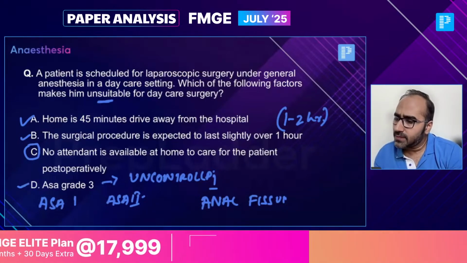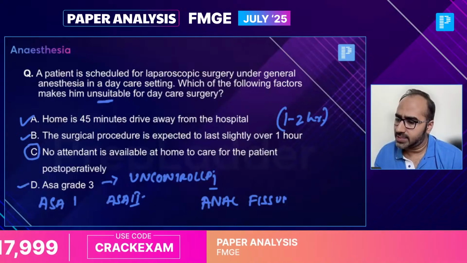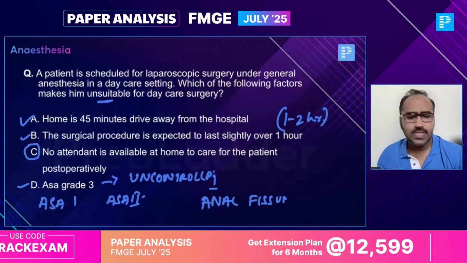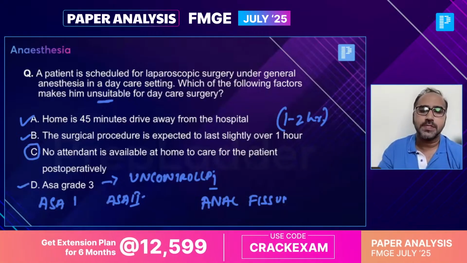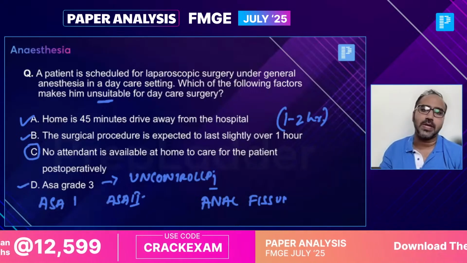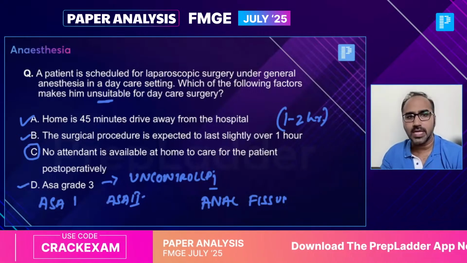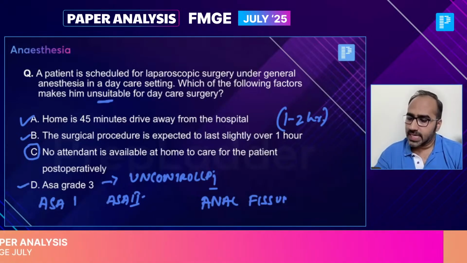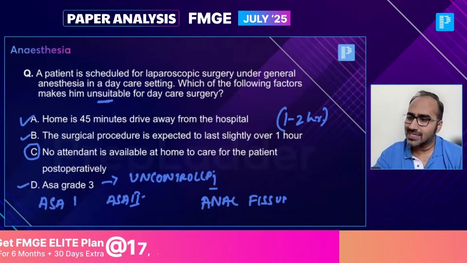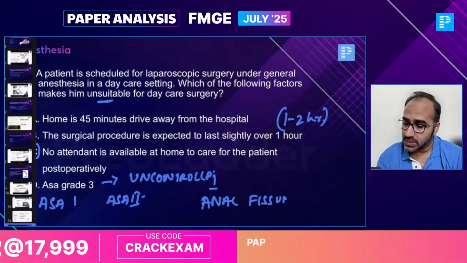But the option was stable ASA grade 3, not ASA grade. Okay, stable ASA grade 3 means, again, it is the absolute correct answer. You can easily take a stable patient. Stable ASA grade 3, you can take for daycare surgery. Is this thing clear, guys? These were the 6-7 questions that were asked from anesthesia.